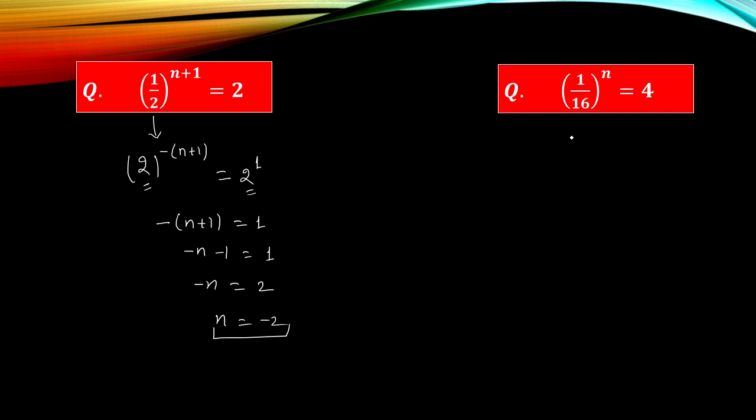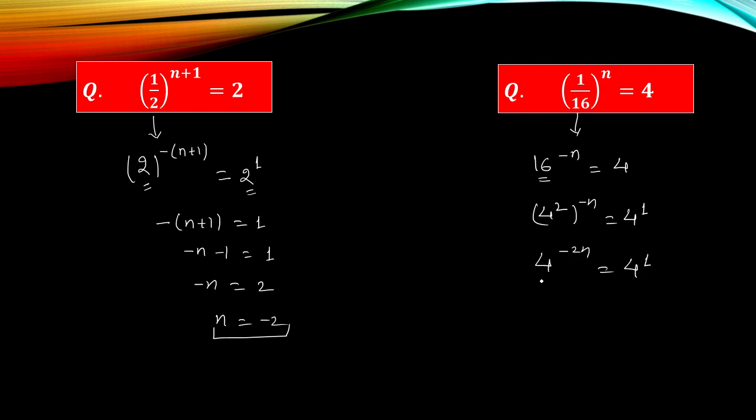Now moving forward, here the base is 1 upon 16. If we reciprocate the base, the index must change its sign, so it should be minus n, and 4 as it is. We write 16 as 4 square, the whole raised to minus n, is equal to 4. We write 4 as 4 raised to 1. In the LHS we get 4 raised to minus 2n is equal to 4 raised to 1.